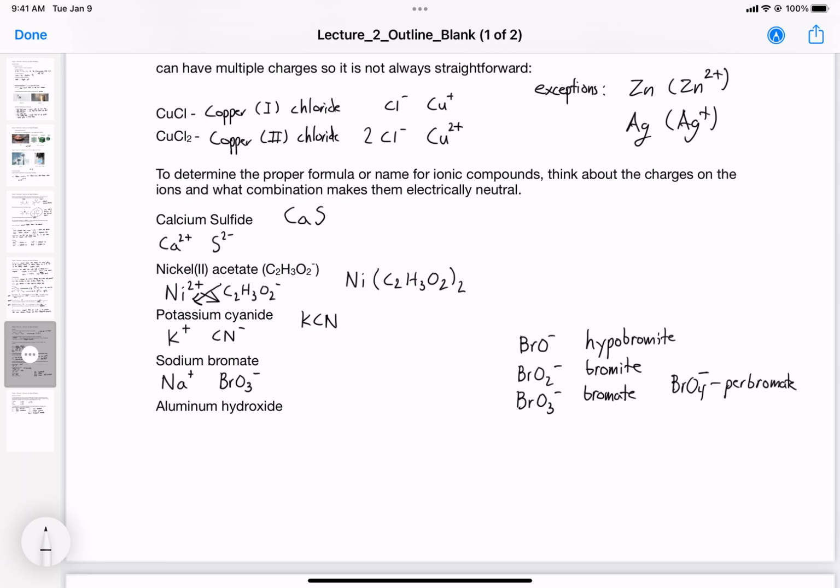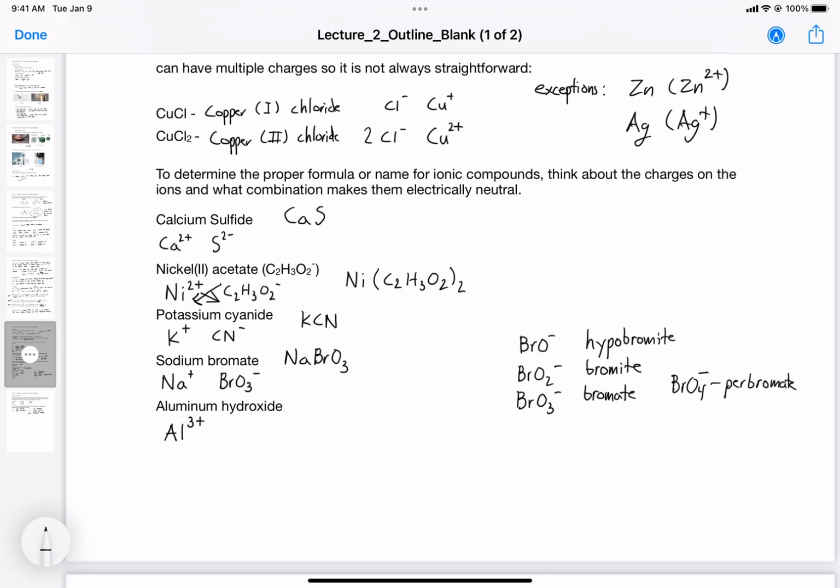So sodium bromate, they have the same magnitude, but opposite charges. So we write sodium, NaBrO3. You just combine it like that. Okay, aluminum hydroxide. Aluminum is from group 3, so Al3+.